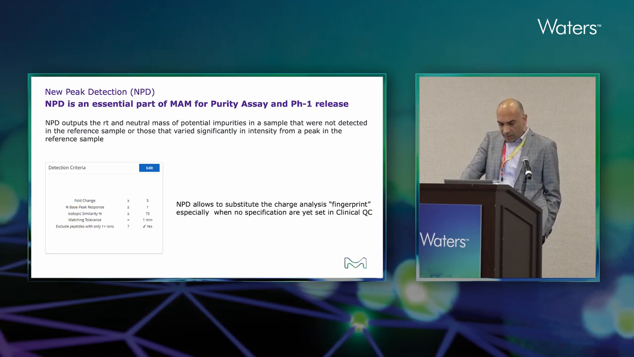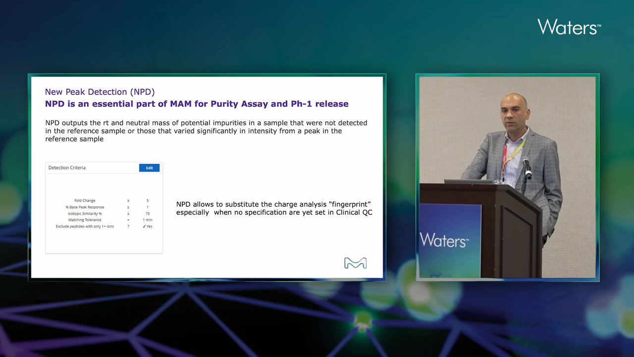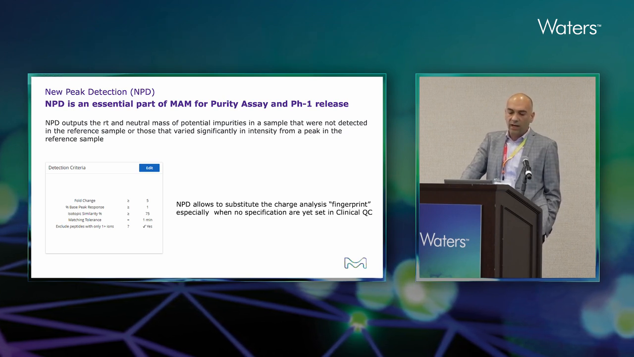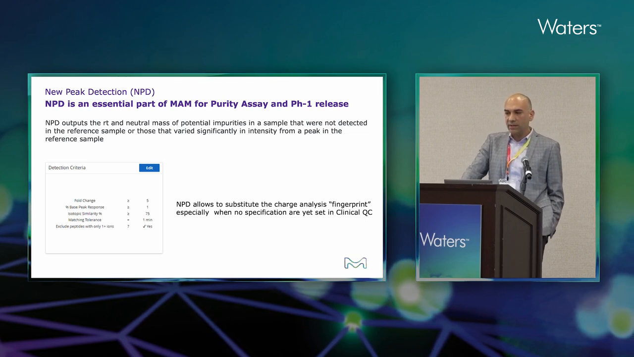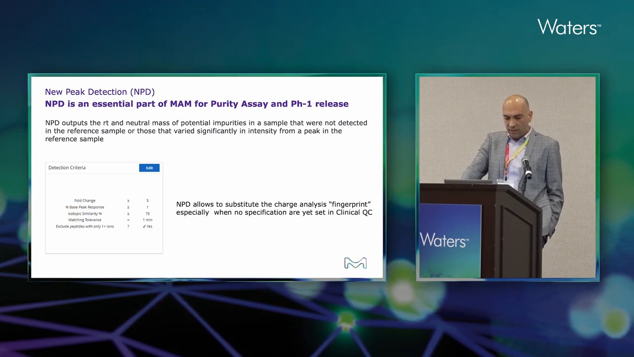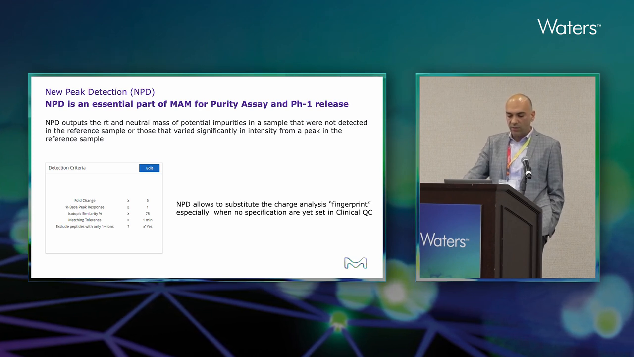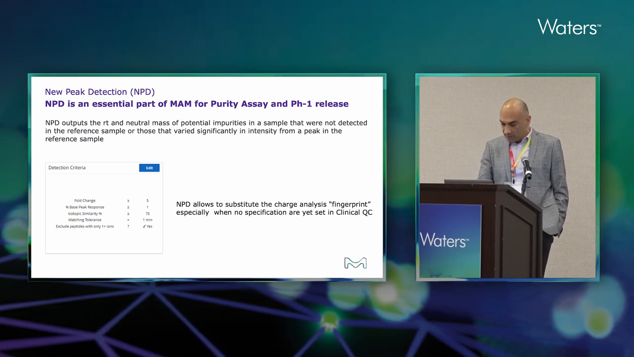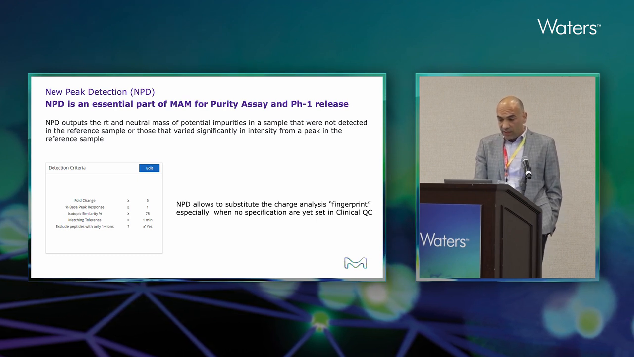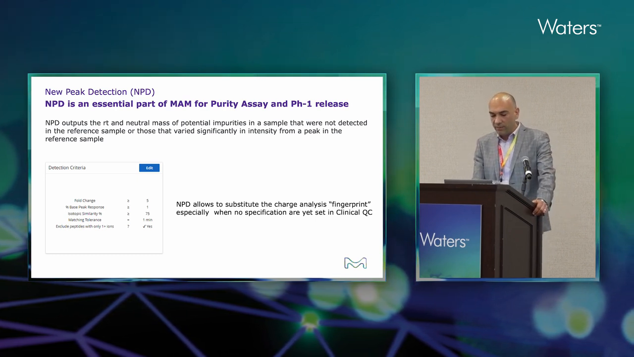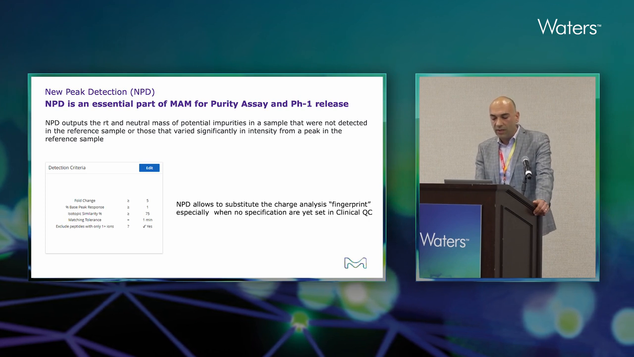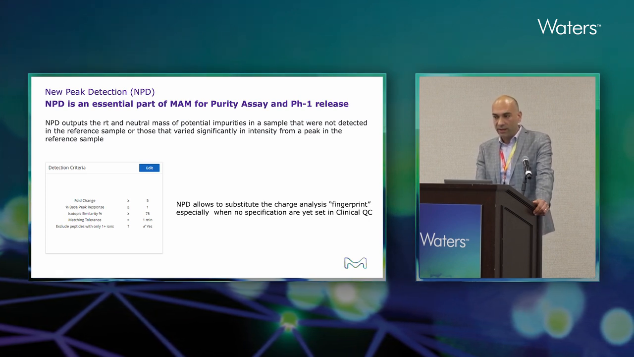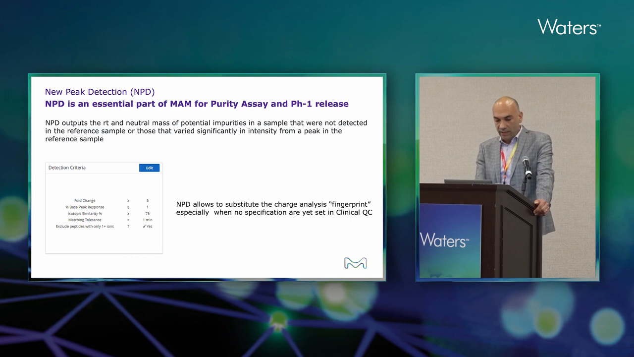We can adjust the fold change that we want to use as a threshold to highlight a modification. We can adjust percentages based on peak response. This means that it's going to calculate and highlight just peaks that are more than 1% with respect to the highest peak detected. We can match retention time and exclude ions that are present in just one charge state. So new peak detection really allows us to substitute the charge analysis fingerprint, especially in my opinion for clinical QC release, where you have no other spec and you don't want to be completely blind.